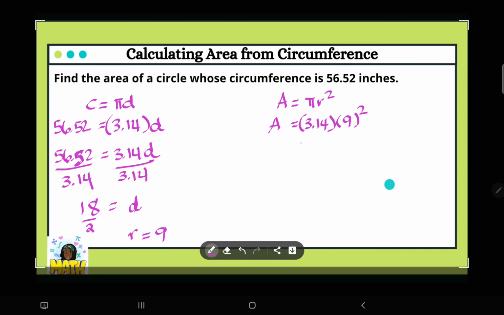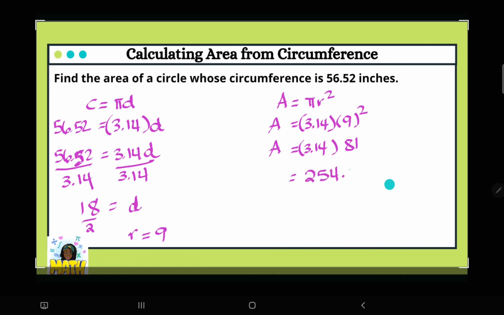Okay, so my area is equal to 3.14 times 9 squared. 9 squared is 81, and we're going to multiply that by 3.14. Remember to use your rules for multiplying decimals. The product of 3.14 and 81 is equal to 254.34. So the area here is 254.34 inches squared.